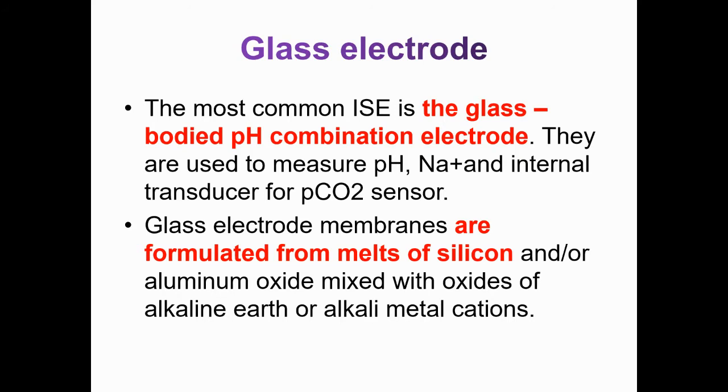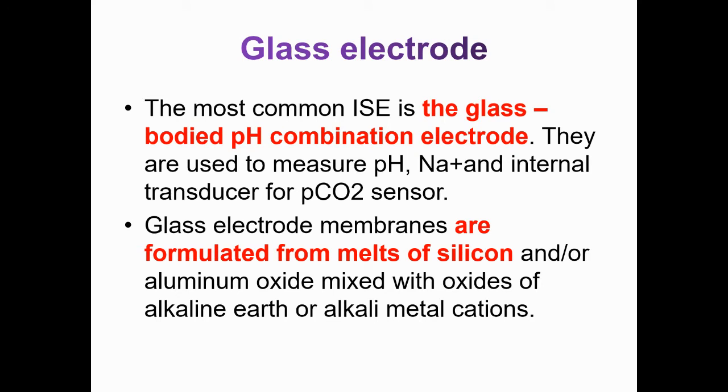The glass electrode is nothing but the most common ISE, ion selective electrode, which we are using in the machines. The most common ion selective electrode is the glass one. It comprises a body with a pH combination electrode. They are used to measure pH, and we can also see sodium, and an internal transducer for the PCO2 sensor. So it will have one sensor, and that sensor is nothing but the PCO2 sensor.